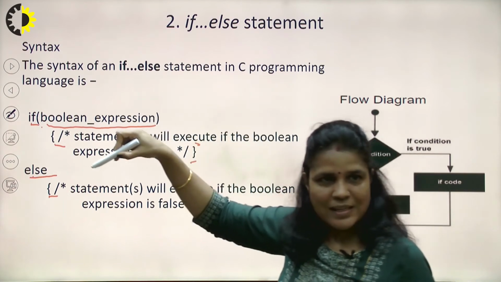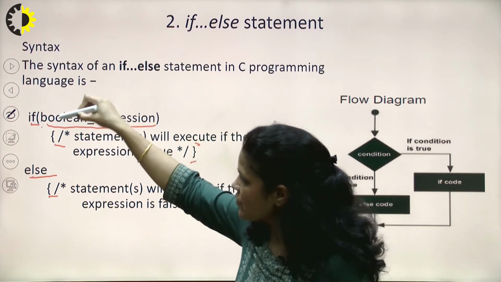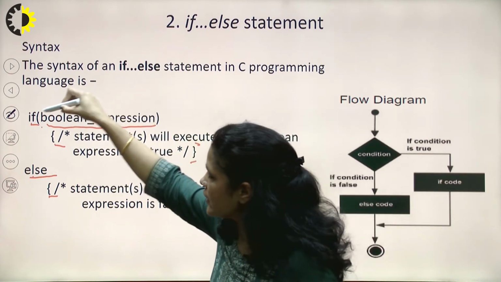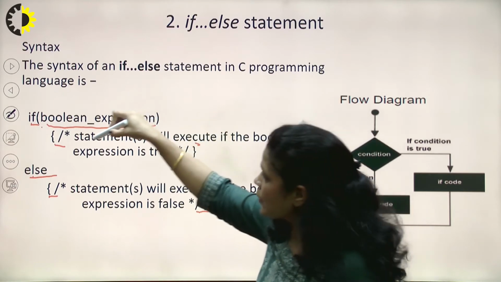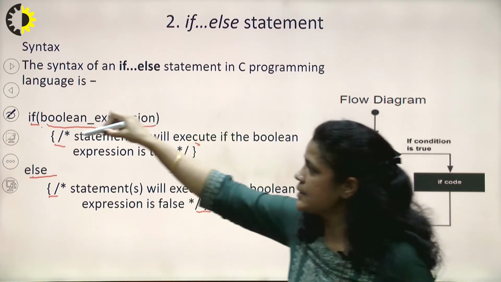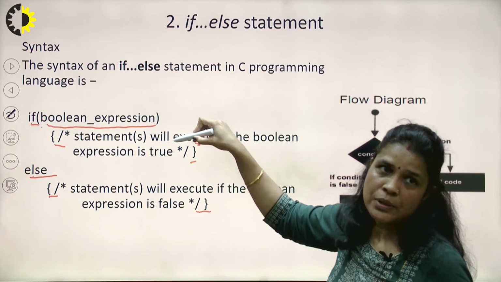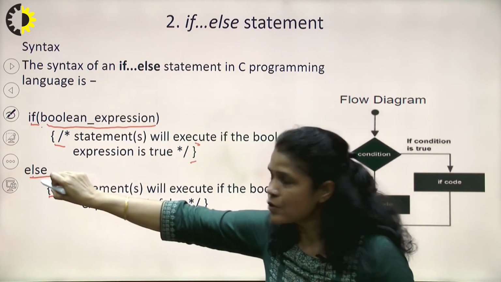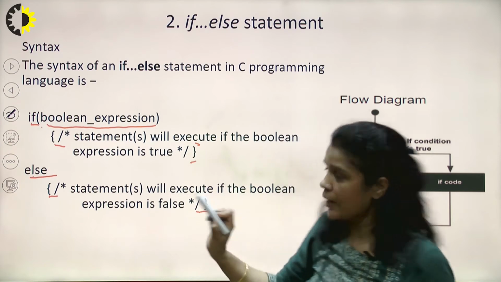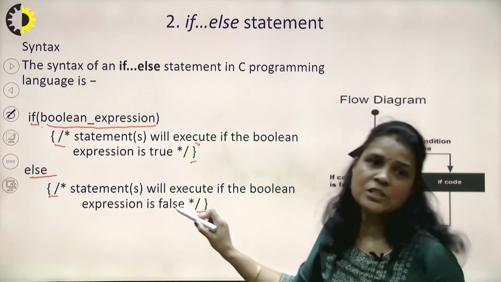So what exactly are we doing here? We are writing this if and else statement, and with the if, we are writing an expression. If this expression is true, then only the statement written inside these curly braces will be executed. If this condition is false, then what will happen? Compiler's control will come here at the else part, and the statement written inside these curly braces will be executed.